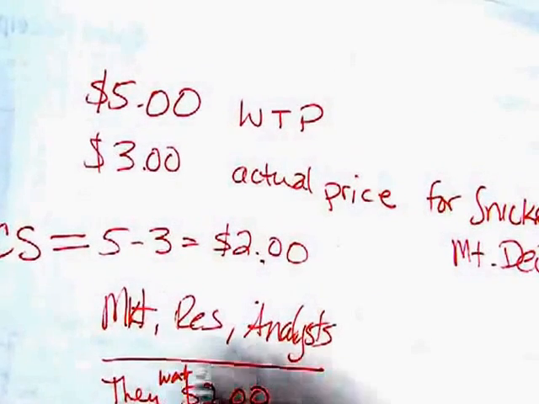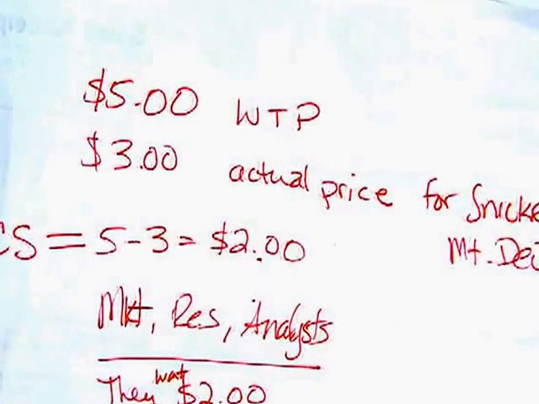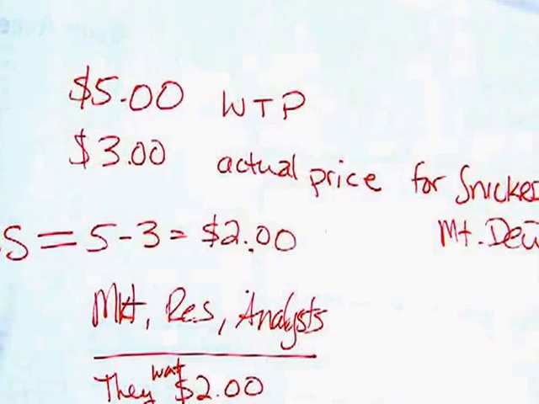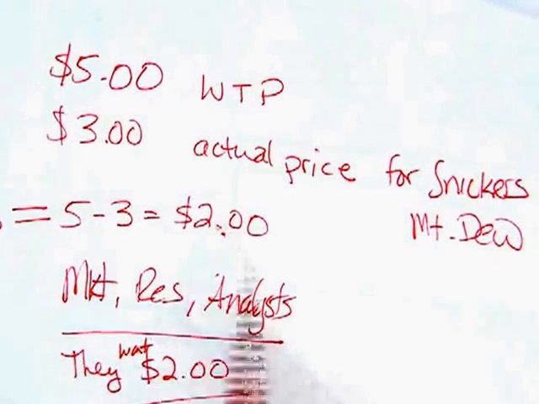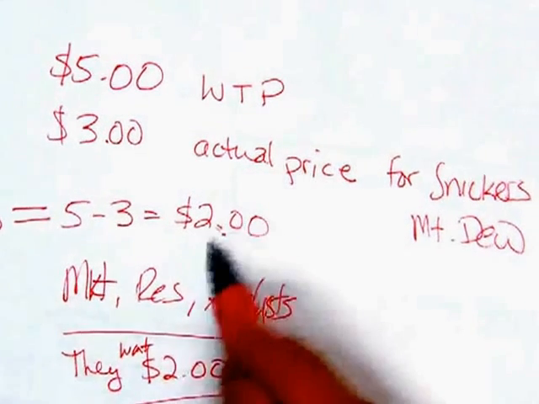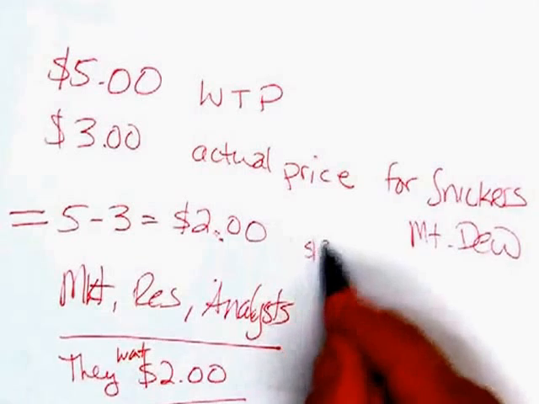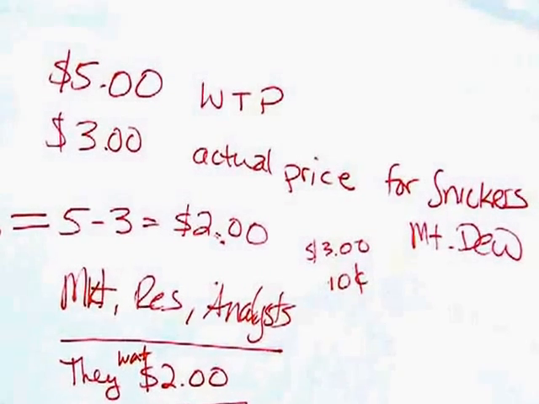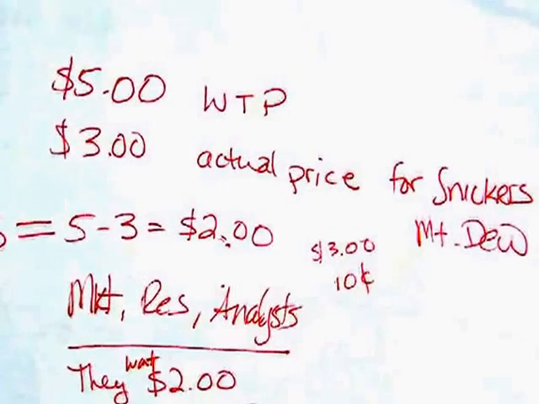They want that $2. So they're going to come up with different strategies, like impulse buys, all that stuff at the front of the cash register. They're going to try to get those $2 from you. Now, they won't know exactly whether you have $2 or $3 or 10 cents left over, but they're going to assume that you didn't spend all your money.